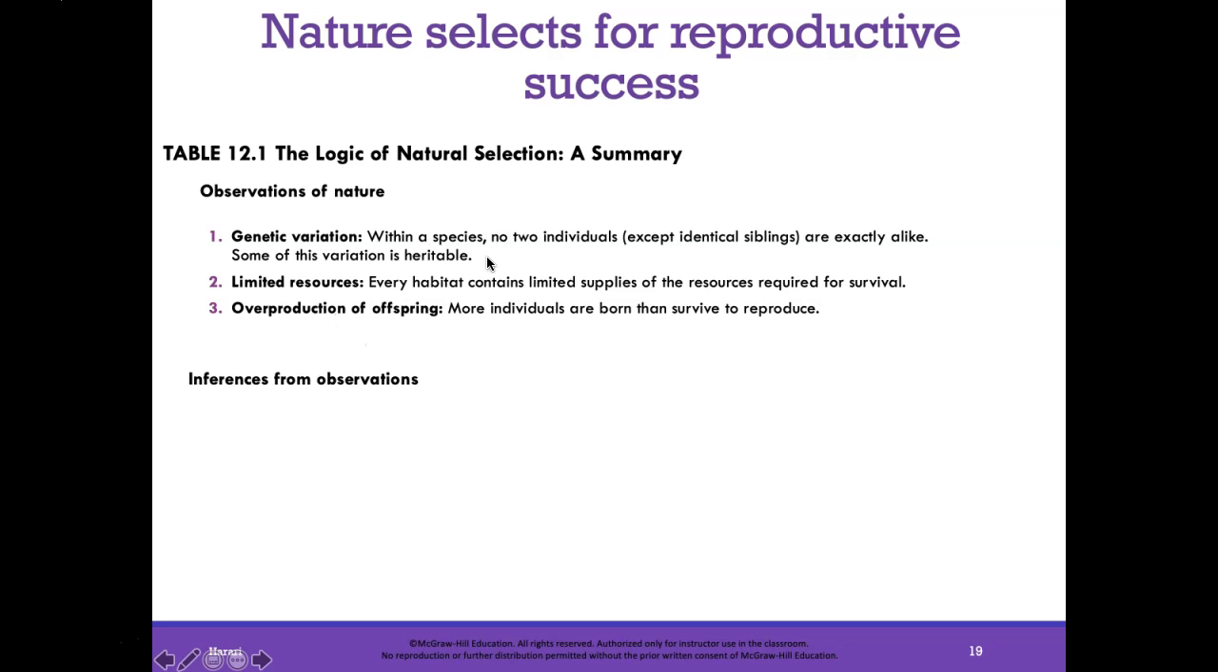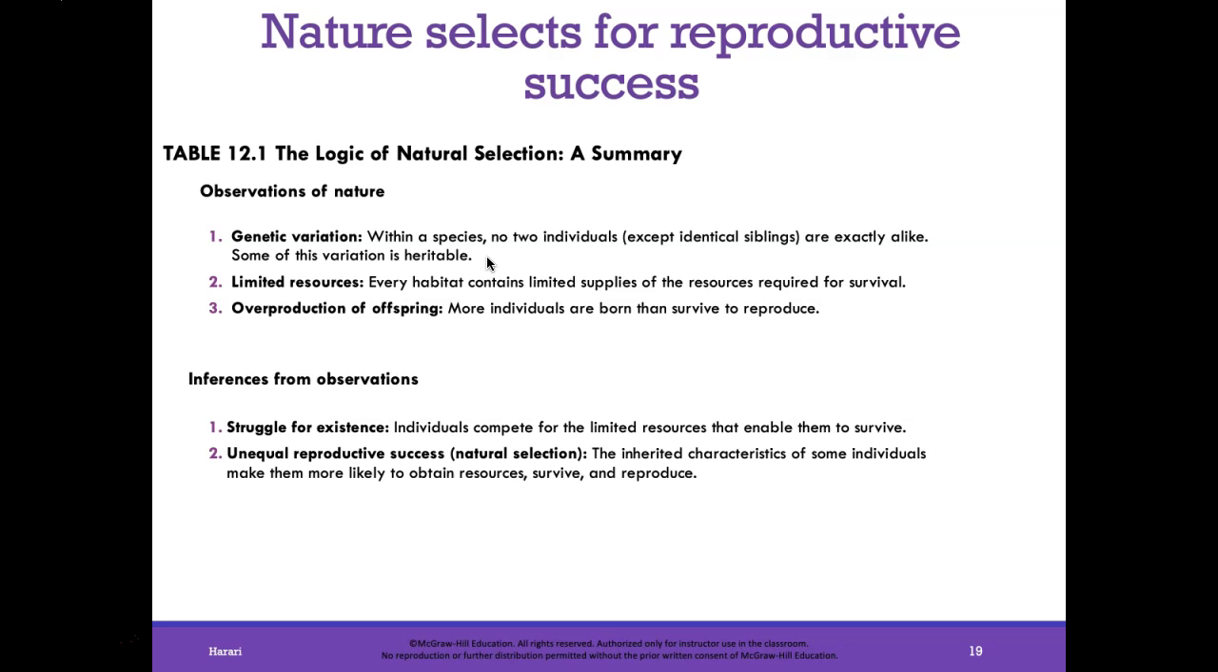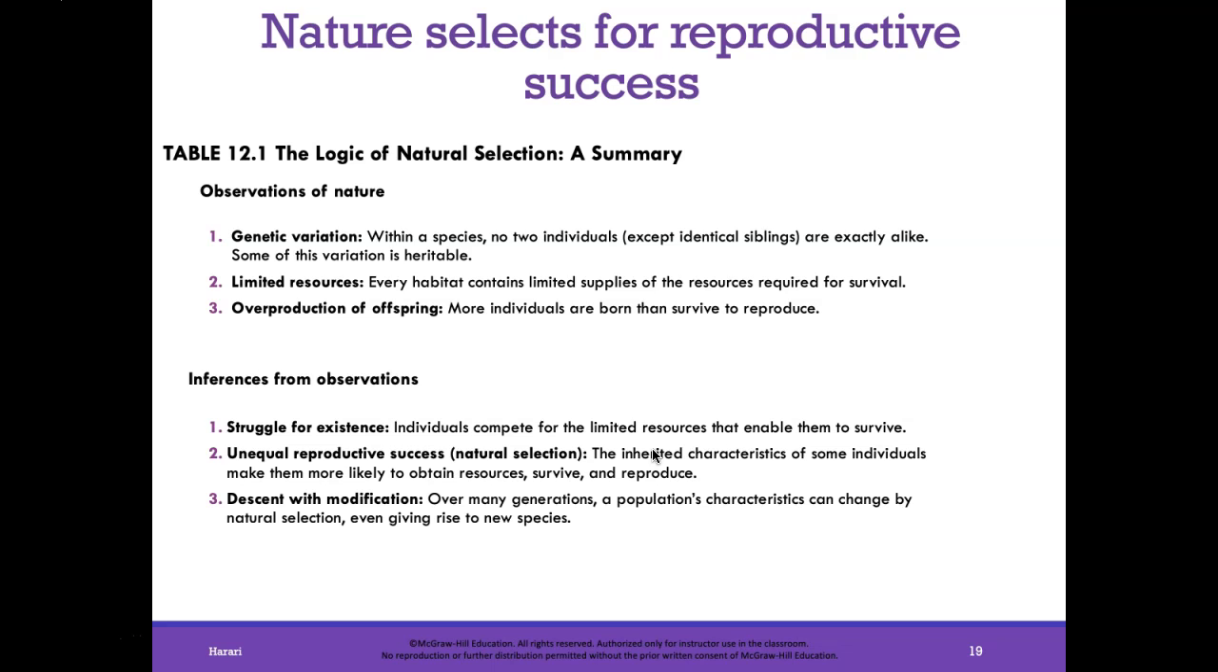So taken together, he inferred the following. Darwin said that there is this struggle for existence, that individuals must compete for the limited resources that enable them to survive. He also inferred the principle of natural selection, which is that the inherited characteristics of some individuals make them more likely to obtain resources, survive, and reproduce. So this is saying that not every individual has the same chance at reproductive success. Right? Depending on the environment, some individuals will be more fit than others to survive and reproduce.